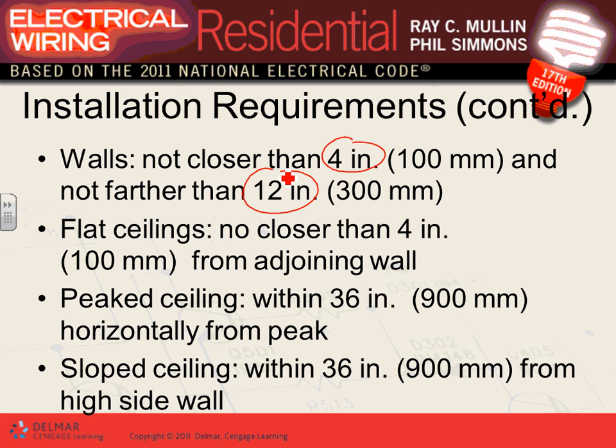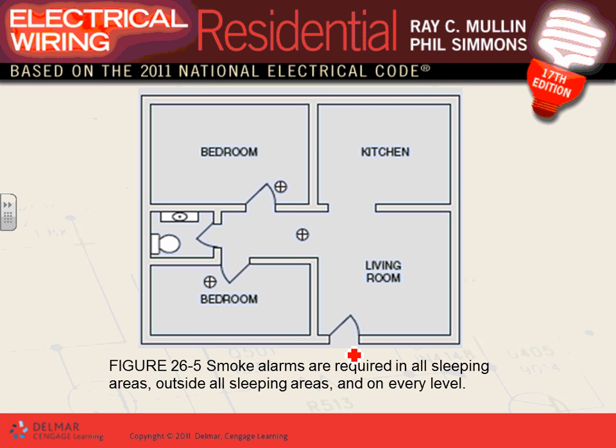And flat ceilings, if you put them on a flat ceiling, not closer than 4 inches from the adjoining walls. You're going to look at this one. Peak ceiling, 36 inches, measured horizontally. Sloped ceiling, 36 inches. And there's a couple of nice pictures here, guys. Later on, you're going to see the location. Here's my bedroom 1, bedroom 2, bedroom 3. You're going to tie them together here and take them to circuit number 1 from panel 1, right? And so this is how we wire them. That's what you guys did yesterday with me, right?